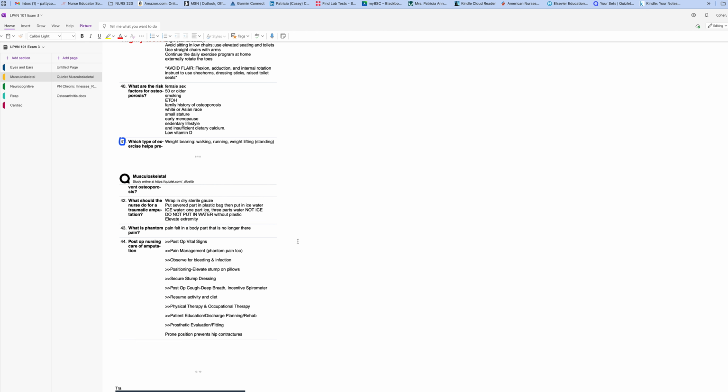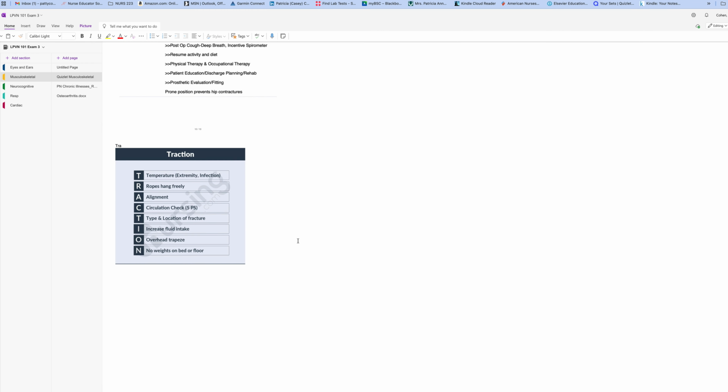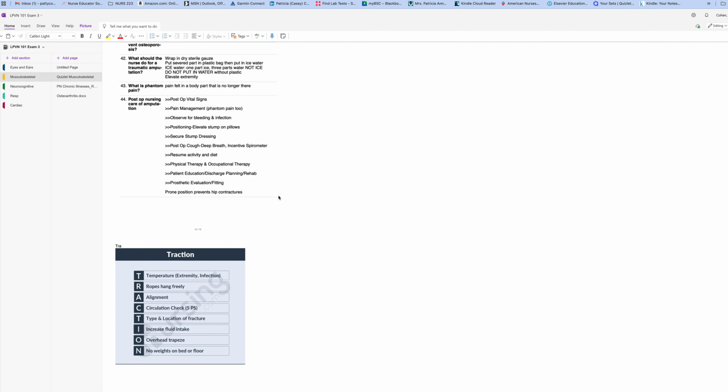So, care of somebody with an amputation. The big thing is that you want to be careful elevating. You don't want to elevate the stump because they could get contractures. So you put them prone 3 to 4 times a day to prevent contractures of their stump. So that's important to know. Here's another thing with traction. So make sure you know that.